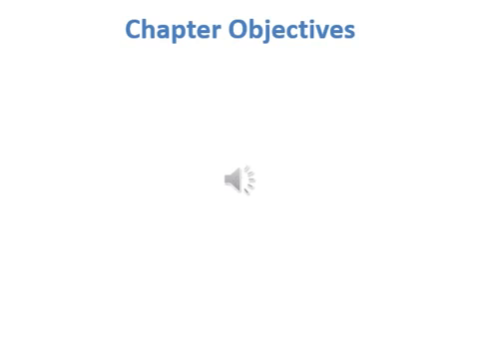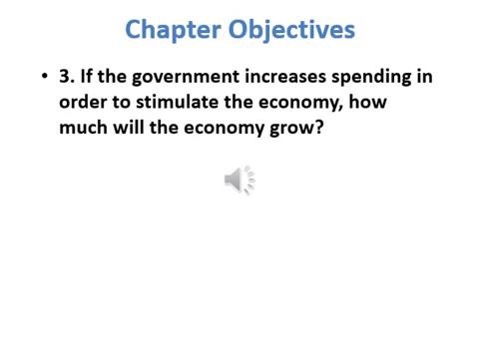Three. If the government increases spending in order to stimulate the economy, how much will the economy grow? Any given increase in government spending will cause real GDP to go up by more than the spending increase. This is known as the government spending multiplier. The value of the spending multiplier is given by 1/(1 - MPC).